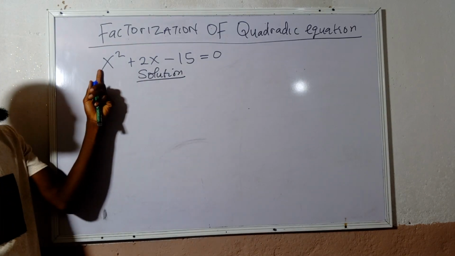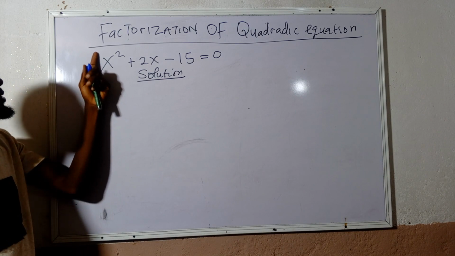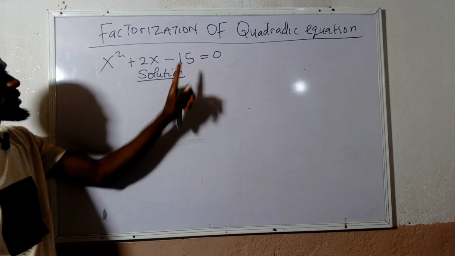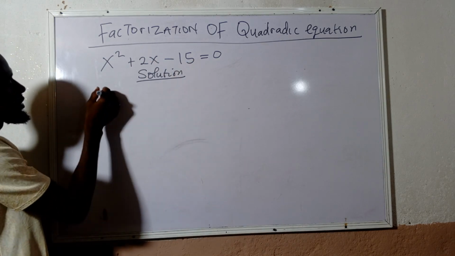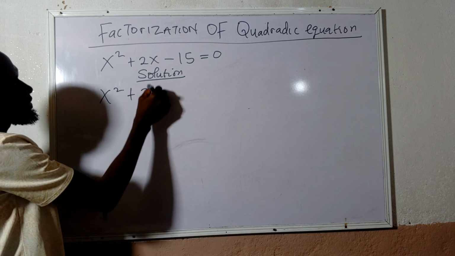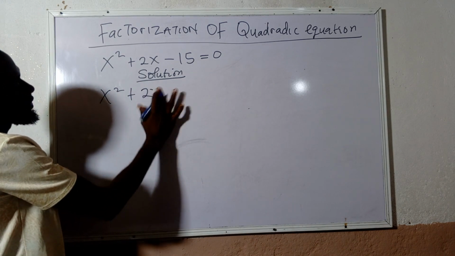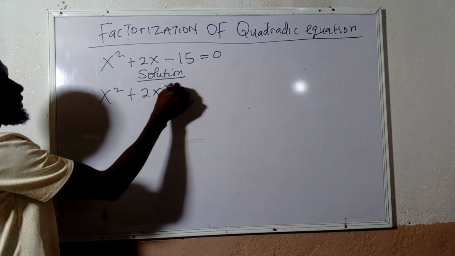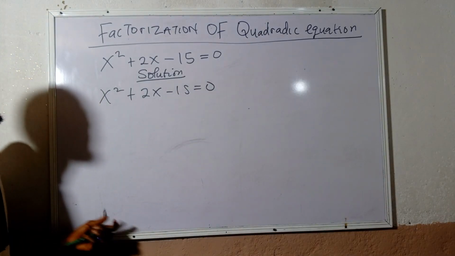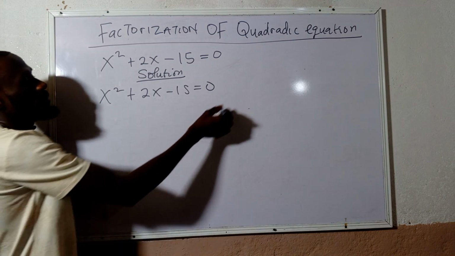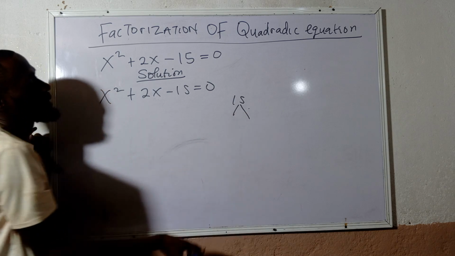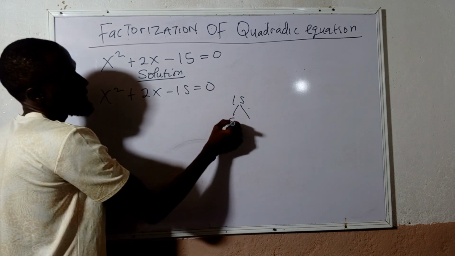Since the coefficient of x squared is 1, there is no need to multiply any number with the constant. Then we have x squared plus 2x minus 15 is equal to 0. Then we find the multiples of 15. The multiples of 15 are 5 times 3.